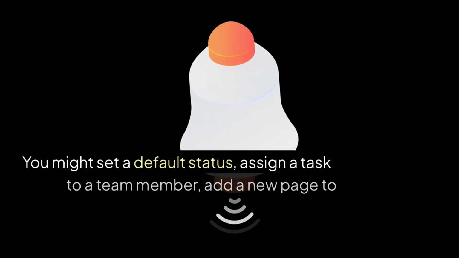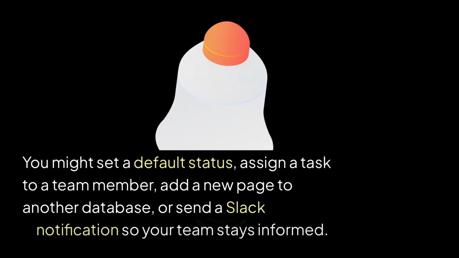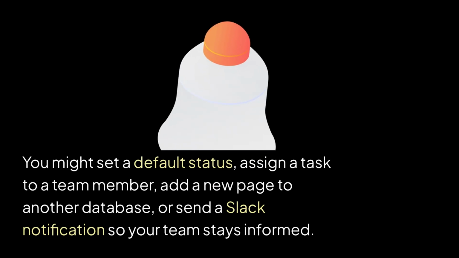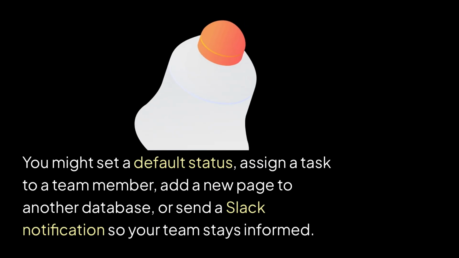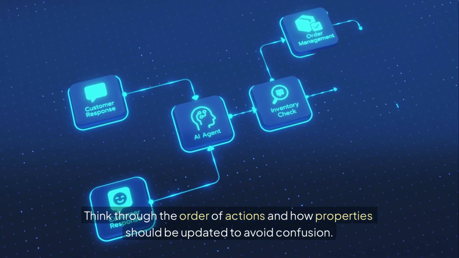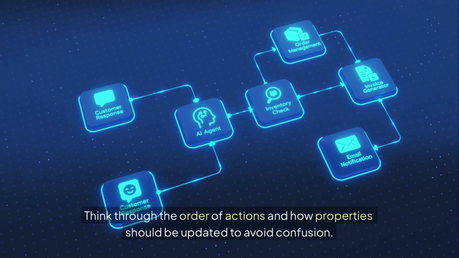You might set a default status, assign a task to a team member, add a new page to another database, or send a Slack notification so your team stays informed. Think through the order of actions and how properties should be updated to avoid confusion.